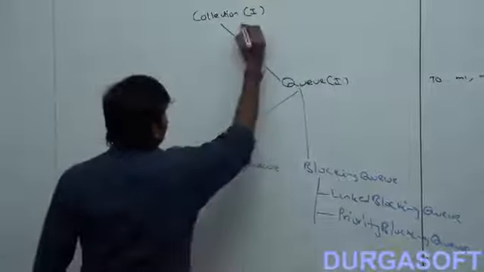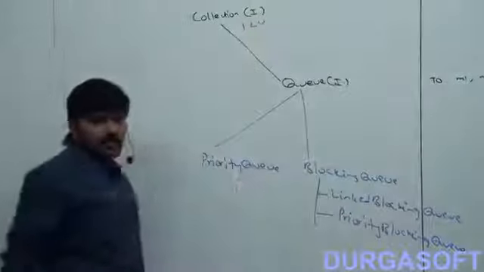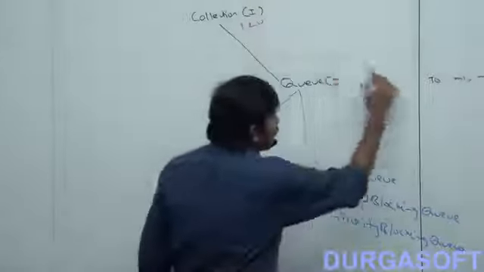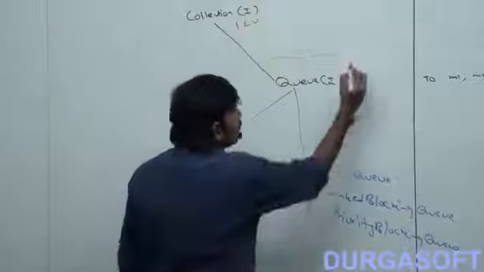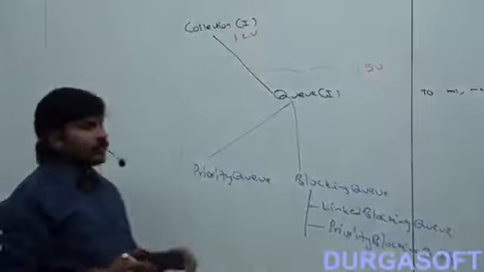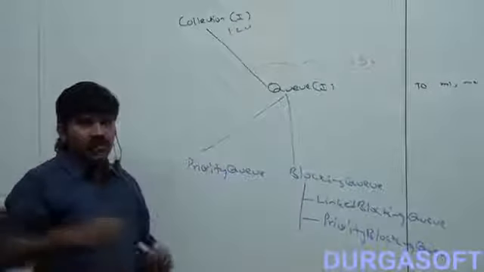Okay. So do you know in which version this total Queue concept came? The collection came in 1.2 version, you people are already aware. This total Queue concept came in which version? It is nothing but 1.5 version. Are you getting that? The Queue concept came in 1.5 version, right?